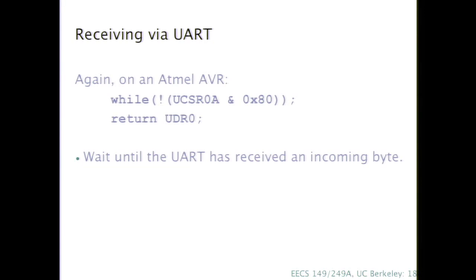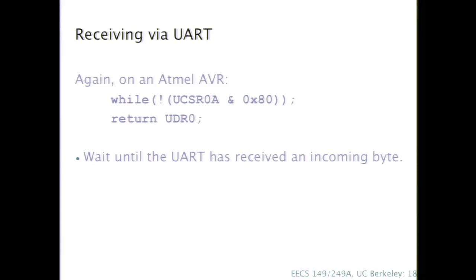So you can receive similarly. Notice this uses the same memory mapped register, but it looks at a different bit. Instead of looking at the sixth bit, it's looking at the eighth bit in that register. That bit is where the UART tells you, oh, I've received something. Something has come in over the serial line. I've got it here if you want it. So this is just waiting for something to come in over your serial line and then writing it to some location.